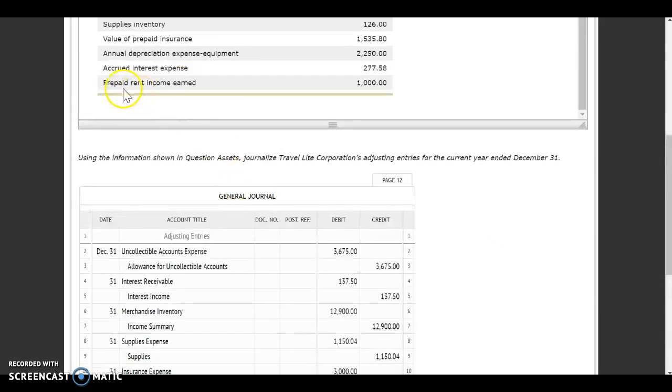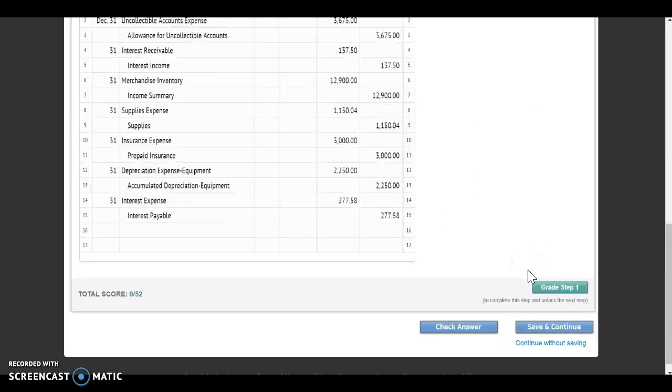Okay, last one listed here is my prepaid rent income that I've earned, which is $1,000. Again, this is just my adjustment, that number that they give us. Start with my date. I'm going to debit unearned rent income for $1,000, and I'm going to credit rent income for $1,000.